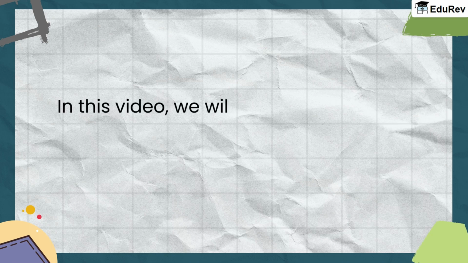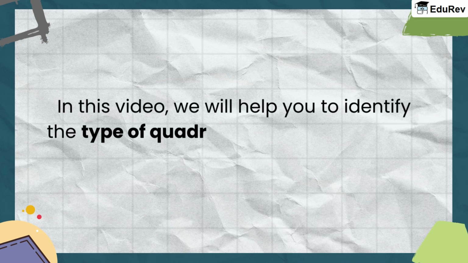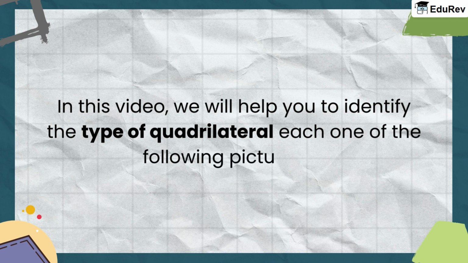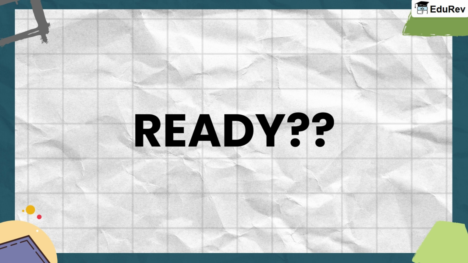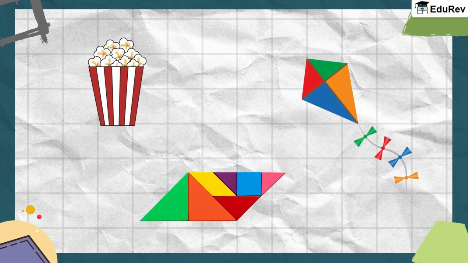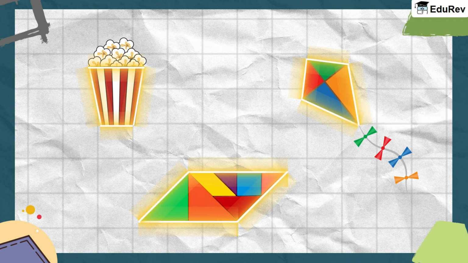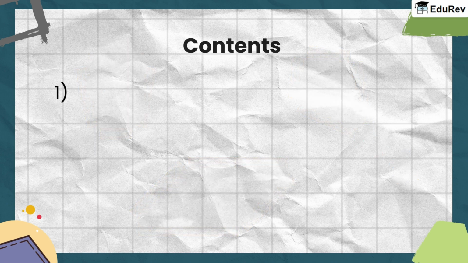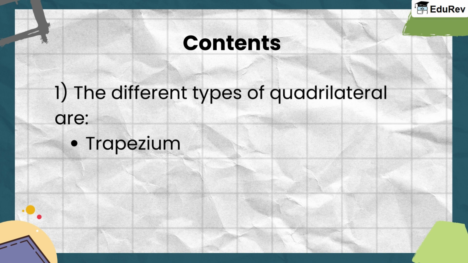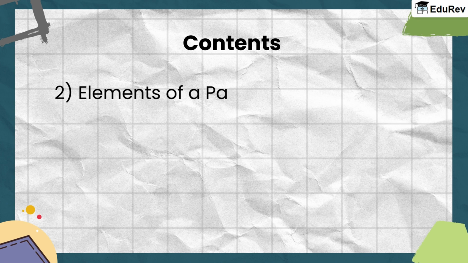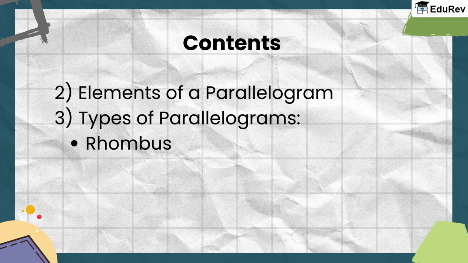In this video, we will help you to identify the type of quadrilateral each one of the following pictures is. Ready? Let's start. As you see the photos, observe that each one has a different shape and therefore has different properties. The different types of quadrilaterals are trapezium, kite, and parallelogram. We are also about to see the elements of a parallelogram and types of parallelograms including rhombus, rectangle, and square.